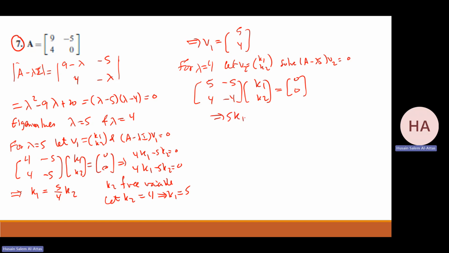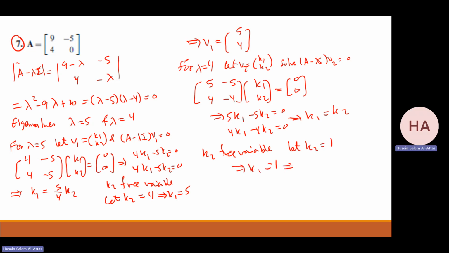So you have 5k1 minus 5k2 equals 0, and 4k1 minus 4k2 equals 0. Actually, we have k1 equal k2. So k2 is a free variable. So let k2 equal 1. So k1 equal 1. So what is my v2? 1, 1. And that's the eigenvector.